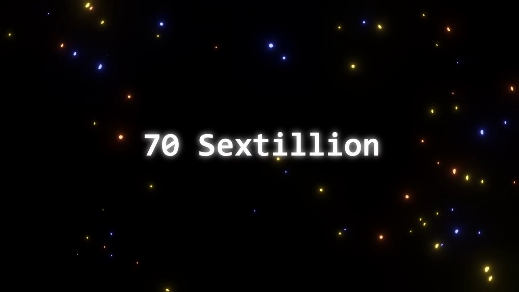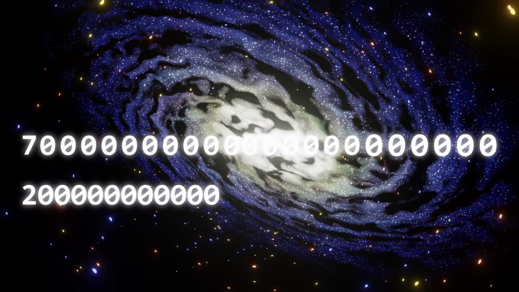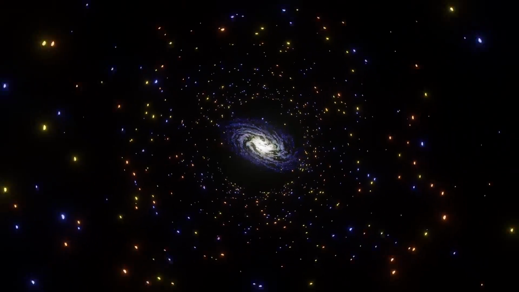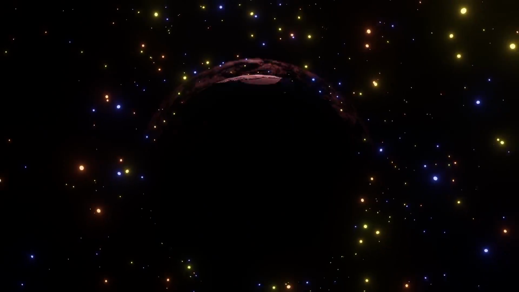The observable universe is made up of 76 trillion stars. That's a 7 followed by 22 zeros. The Milky Way itself has about 200 billion stars. So why is it so difficult to find one piece of evidence of other intelligent life out there? Welcome to the Fermi Paradox.